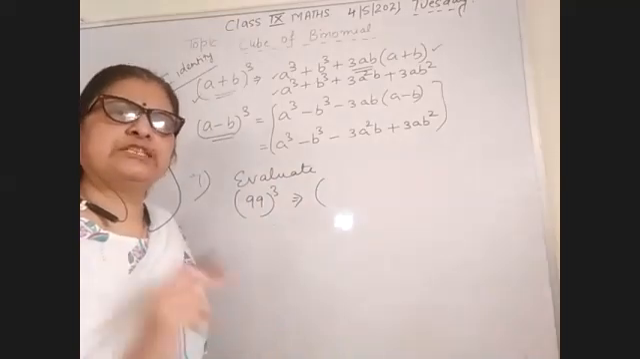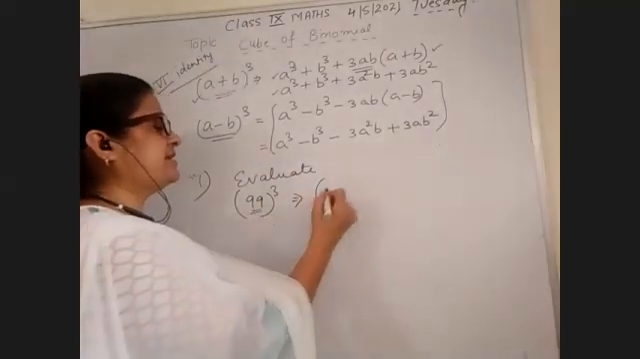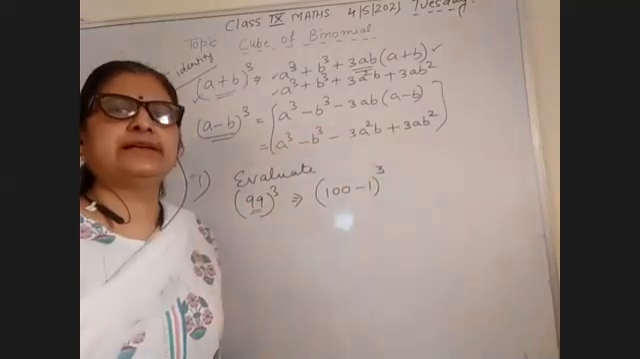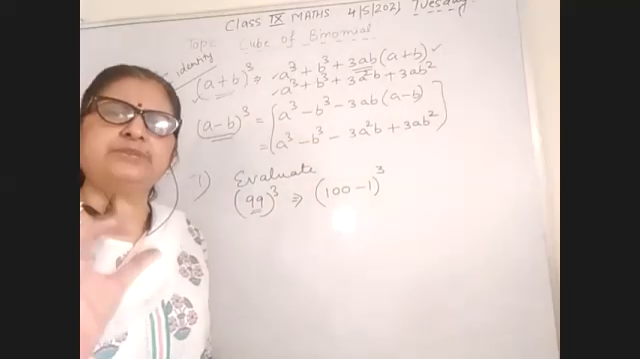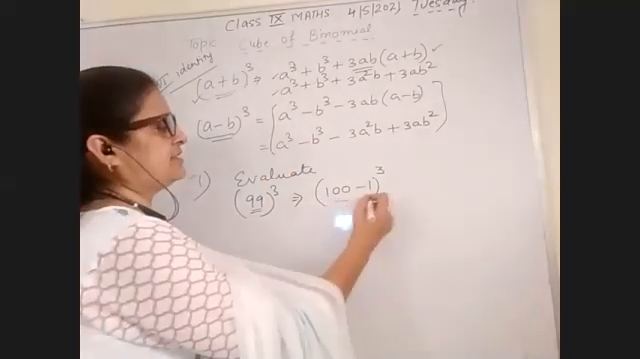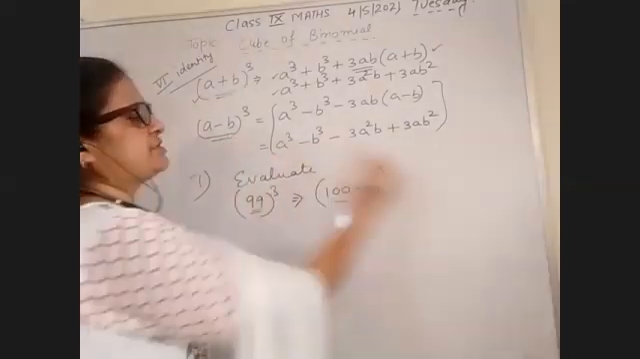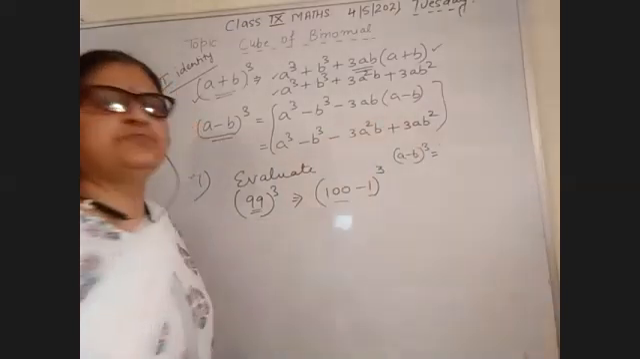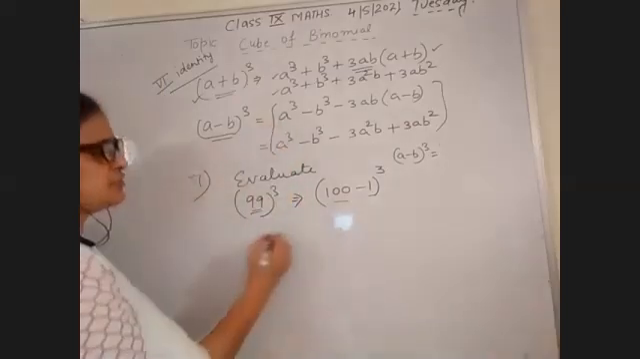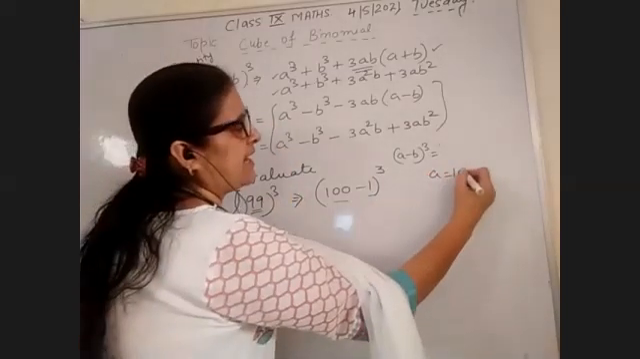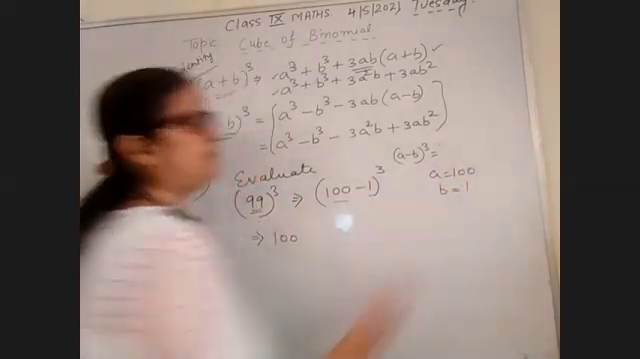First you have to expand this. 99 is equal to (100 minus 1) whole cube. You can write like this. You have to make the suitable arrangement, then solve the question. Now the identity you will use here is a minus b whole cube, that is equal to a cube. Your a is 100 here and b is equal to 1 here.